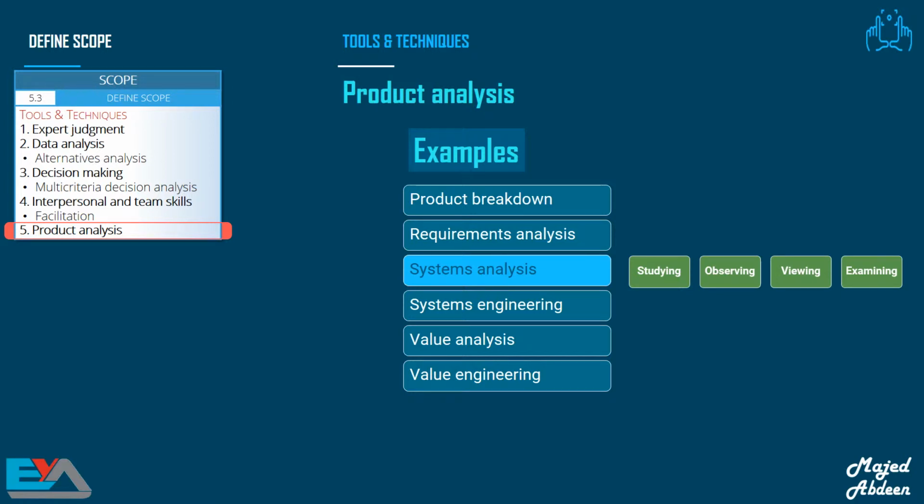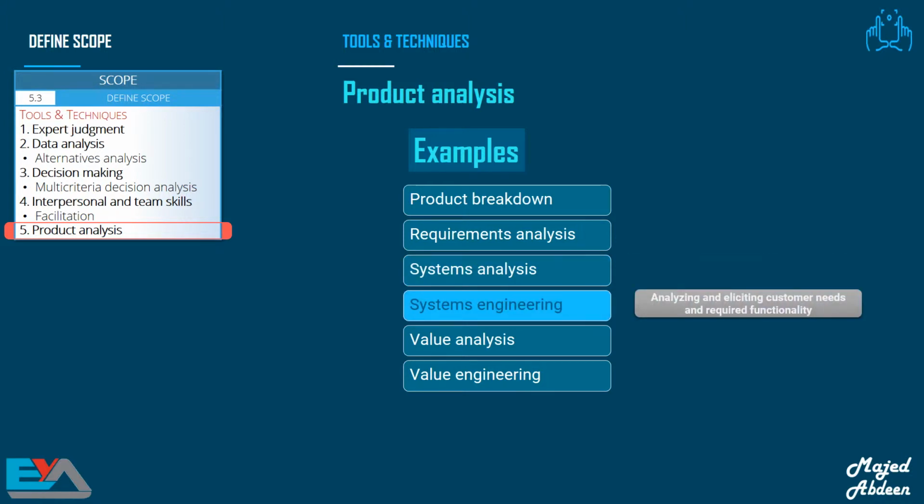Here we are studying, observing, viewing, or examining the scope. We also have systems engineering. In systems engineering, we focus on analyzing and eliciting customer needs and the functionality they require early in the project lifecycle. Systems engineering originally issued from a need to achieve better project outcomes. It takes into formal consideration the stakeholders' vision. Systems engineering is understanding and correctly identifying what stakeholders wanted to convert the vision into a straightforward functional architecture.